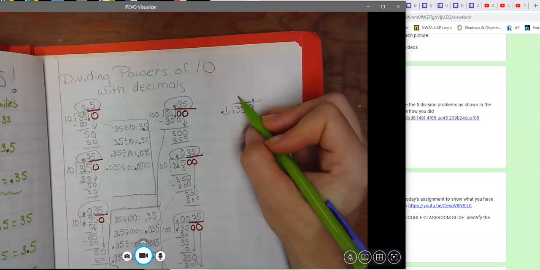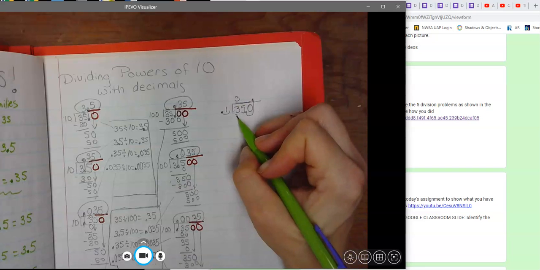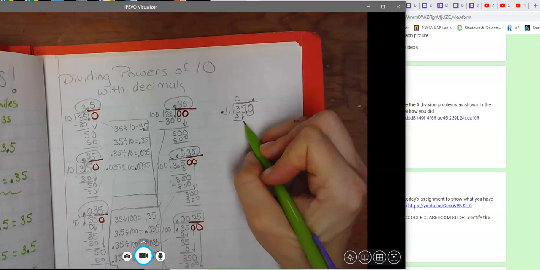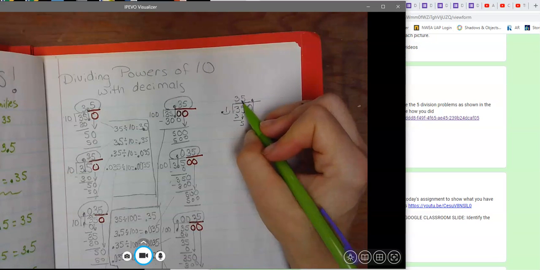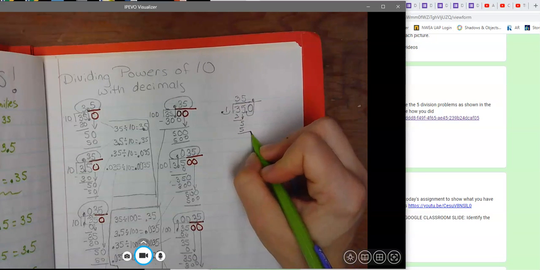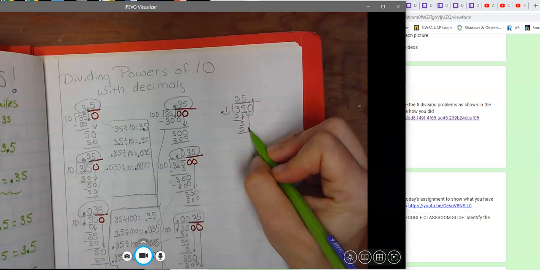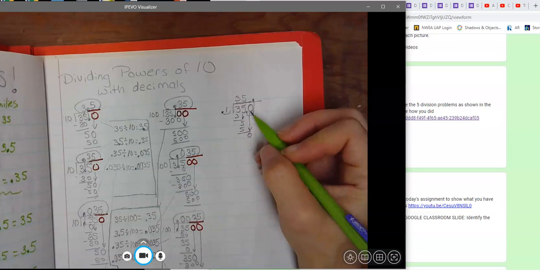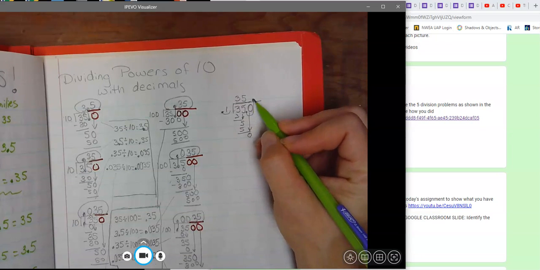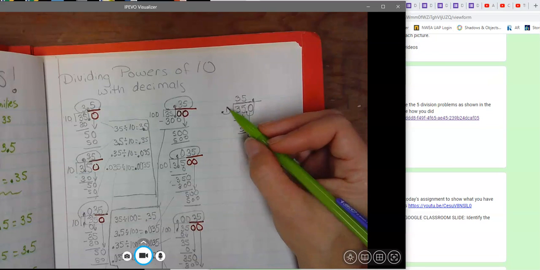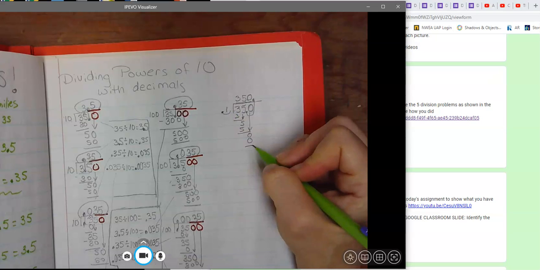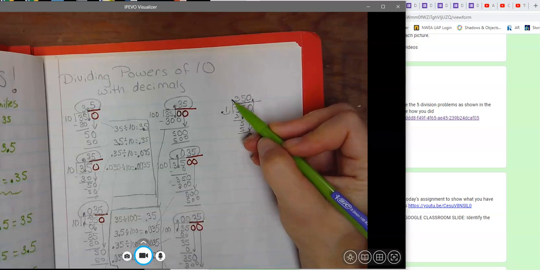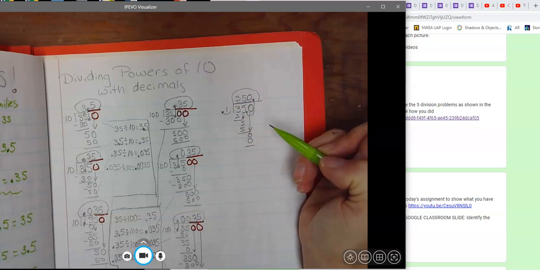What times 1 equals 3? Well, that would be 3 times 1, and that's exactly 3. Bring down the 5. 1 times what equals 5? That would be a 5. What is 1 times 5? 5. Bring down the 0. You must divide by it because it is in the whole number side of the decimal. 1 times what equals 0? Nothing. So our quotient here is 350.